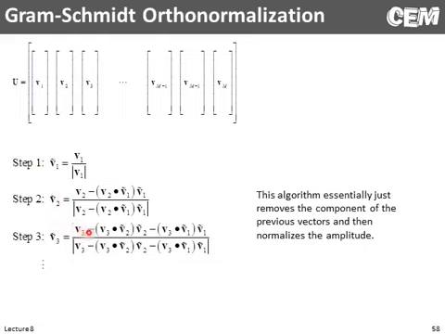For V3, I take that vector, subtract whatever component is along V2, subtract whatever component is along V1, and then divide by the magnitude. And this keeps going. For each vector, we subtract the projection onto all the previous vectors. So all the vectors in the matrix U will be in unique directions and all have magnitude 1. That's the Gram-Schmidt orthonormalization.